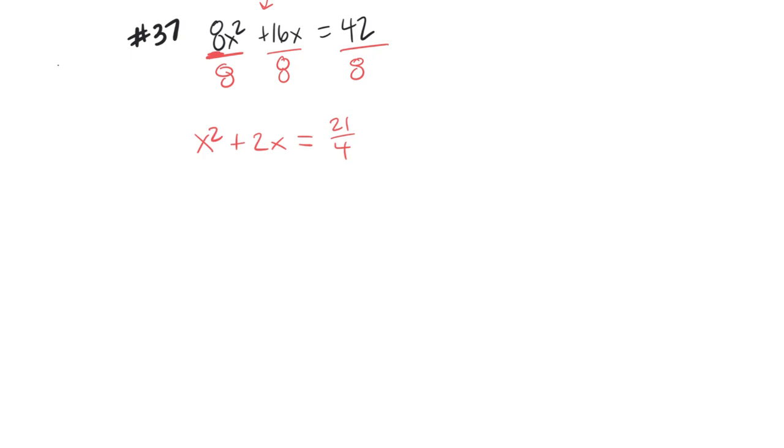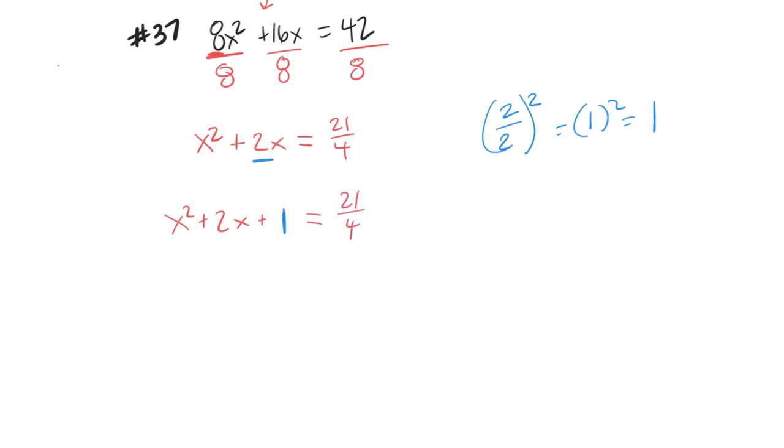Okay, so then my next step is to take b, divide it by 2 and square it. So that gives me 1 squared, which is just 1. So the number I'm going to add to both sides is 1. So I've got x squared plus 2x plus 1 equals 21/4 plus 1. Or let's write that as 4/4, because why not?